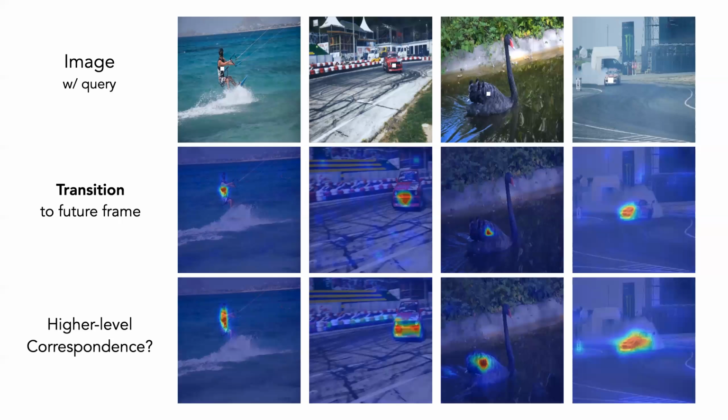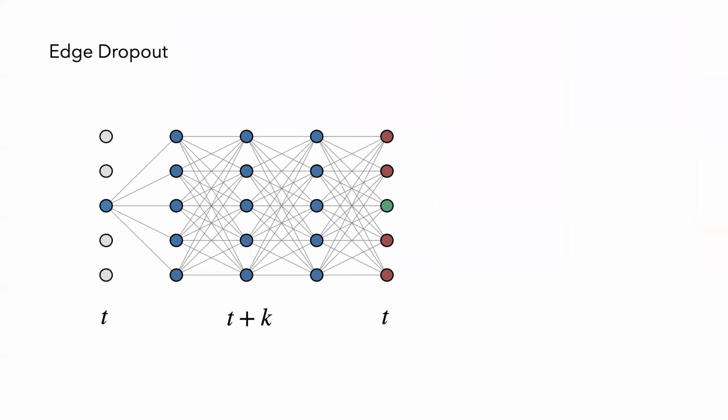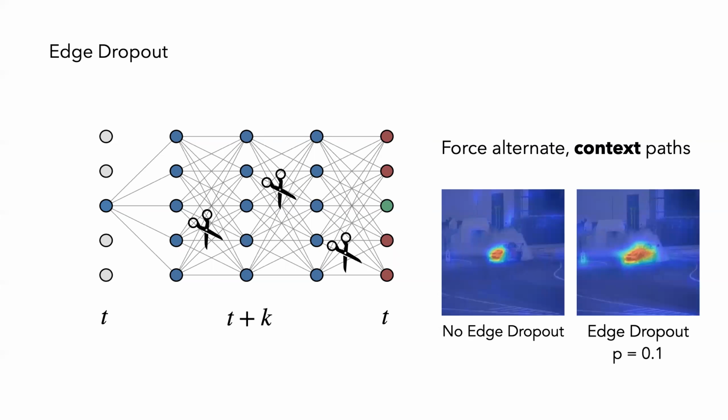But what if we want to learn some sort of higher level correspondence, maybe at the level of the parts of an object or even the object itself? We can get at this idea of learning multiple scales of correspondence with an idea that we call edge dropout. In edge dropout, at training time, we simply randomly drop edges from the graph. This changes the nature of the task by forcing the model to consider alternate paths through the graph, to consider contextual paths through the graph, in a manner kind of reminiscent of the idea of common fate. And as we will see, this indeed does lead to improved higher level correspondence, for example, object-centric correspondence.